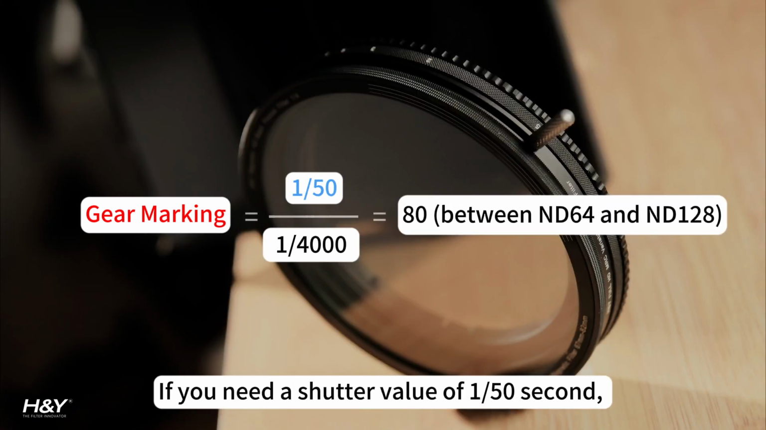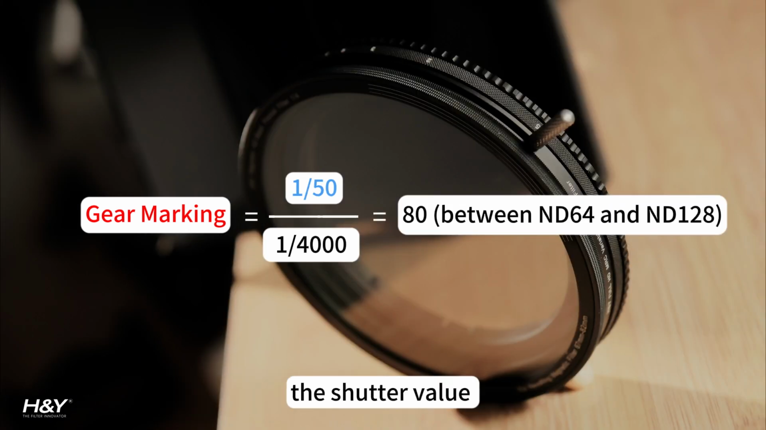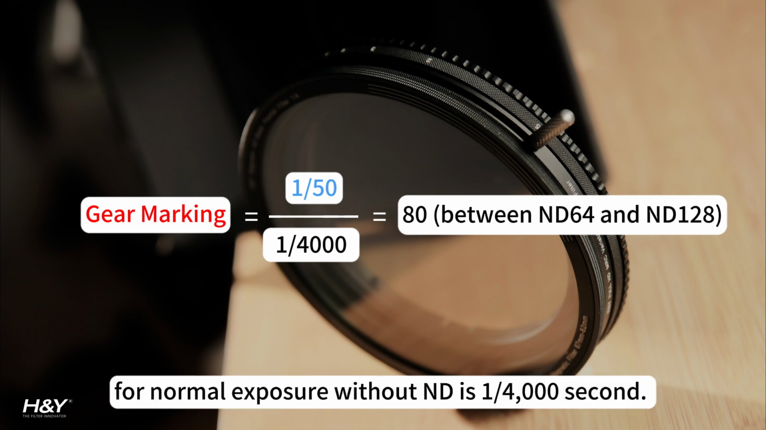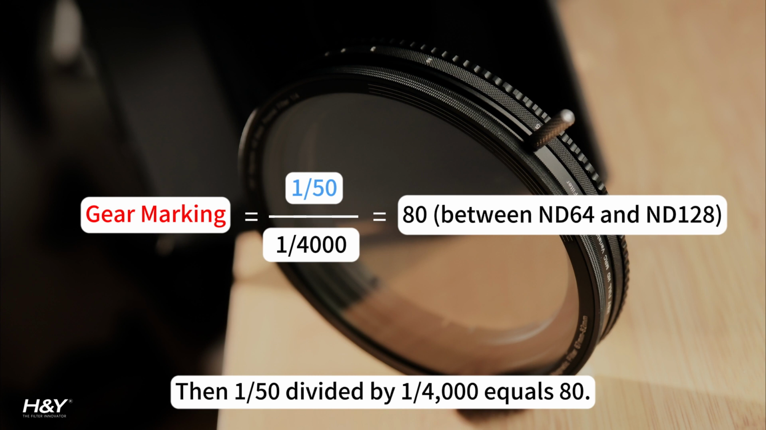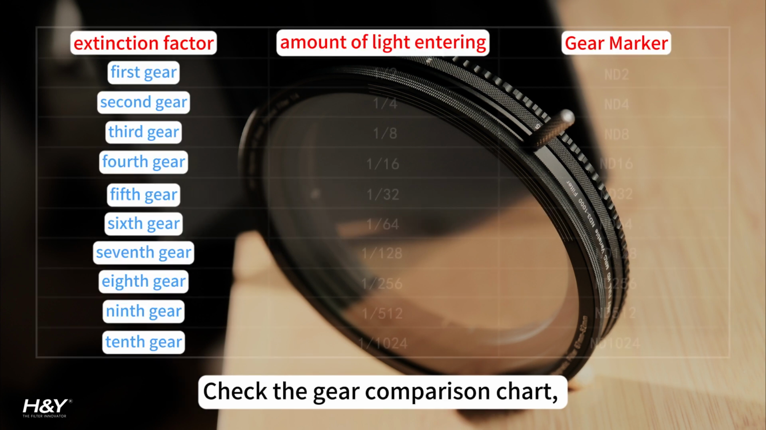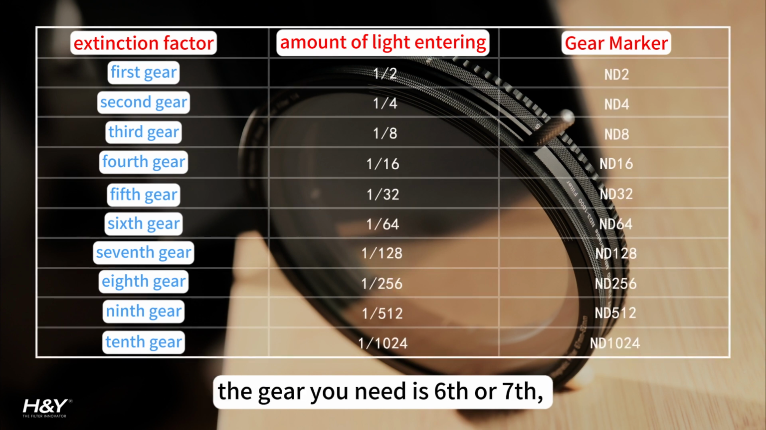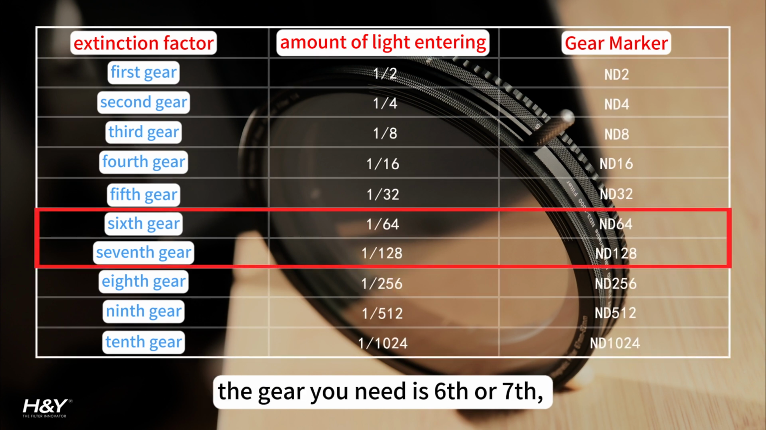If you need a shutter value of 1/50th second, the shutter value for normal exposure without ND is 1/1000 second. Then 1/50th divided by 1/1000 equals 80. Check the gear comparison chart. The gear you need is 6th or 7th, and so on.